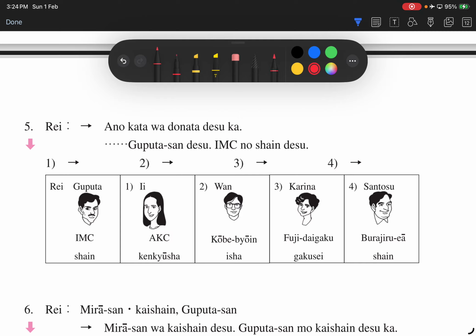Gupta-san です. IMC の社員です. So, 社員 belonging to IMC. Right? Remember B of A. So, employee of IMC. So, in this case, we are introducing Gupta-san. Right? So, number 1. あの方, yeah. So, talking about E-san. あの方はどなたですか? イさんです。AKC の研究者です。 Thank you. 研究者です。Right? Thank you.